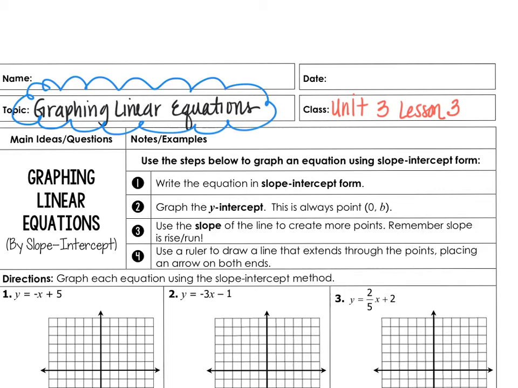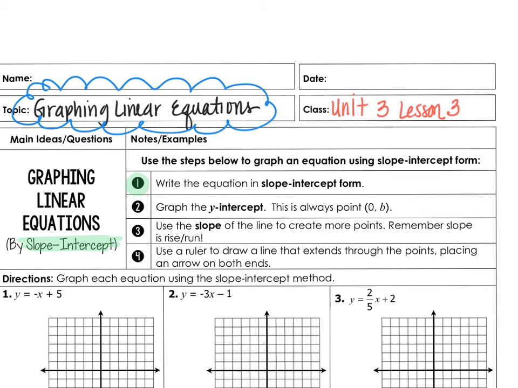Hey guys, welcome to Unit 3, Lesson 3, where we are going to start actually graphing linear equations. We are going to graph these linear equations using the slope and the intercept. So we definitely want to have our equations in slope-intercept form, okay? Step 1 is always going to be to write the equation in slope-intercept form if it's not already in slope-intercept form. So if the equation is in standard form, switch it into slope-intercept form.